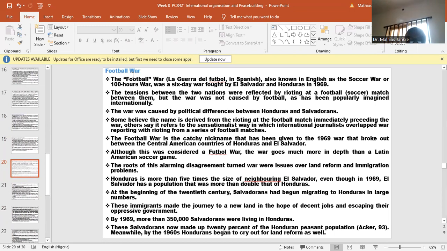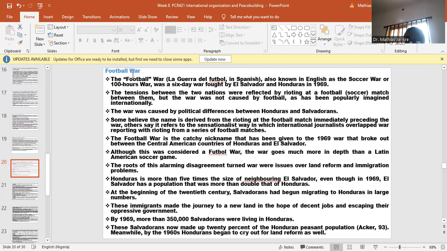Some believe the name is derived from the rioting and football match immediately preceding the war. Others say it refers to the sensational way in which international journalists overlapped war reporting with rioting from a series of football matches. The football war is this catchy nickname that has been given to the 1969 war that broke out between the Central American countries of Honduras and El Salvador. Although this was considered a football war, the war goes much more in depth than a Latin American soccer game.